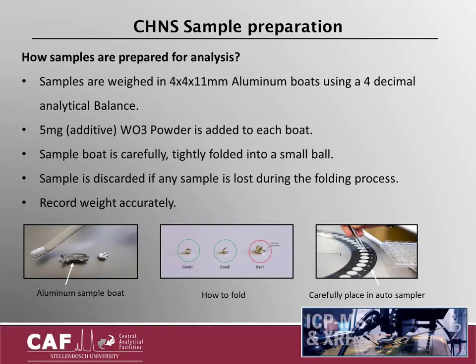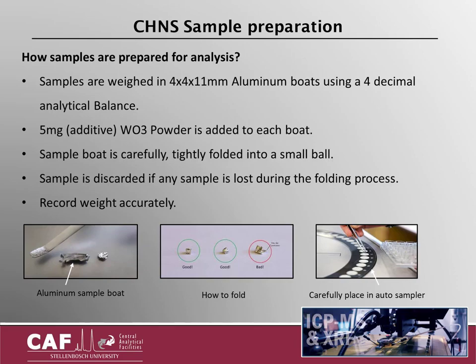The finely molded samples are weighed into the aluminium sample boat using a 4-decimal analytical balance. Approximately 5 milligram tungsten trioxide granules are added to each boat. This additive protects the glass tube against the vigorous reaction during the combustion process of the sample. The sample boat is then carefully folded into a small ball. If any of the sample is lost during this folding process, discard sample and start over. It is crucial to the analysis that the sample weight is recorded accurately, as the method is dependent on the sample mass analyzed.